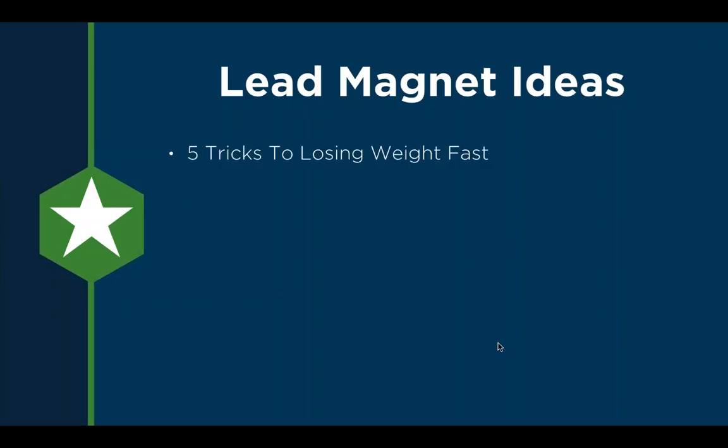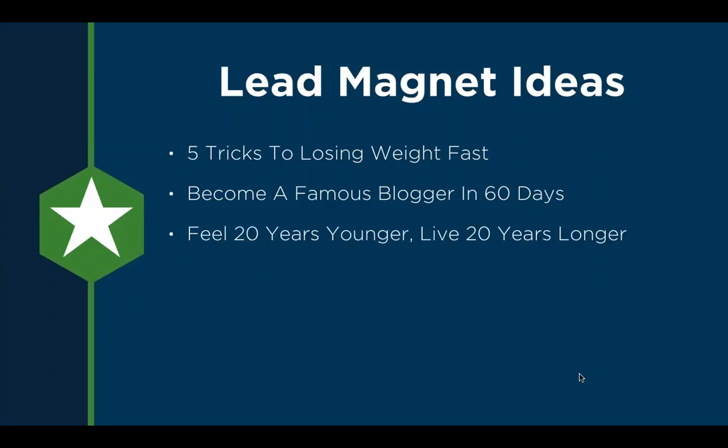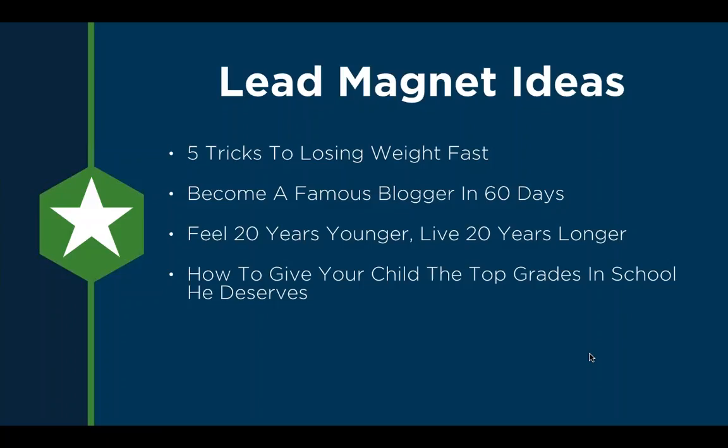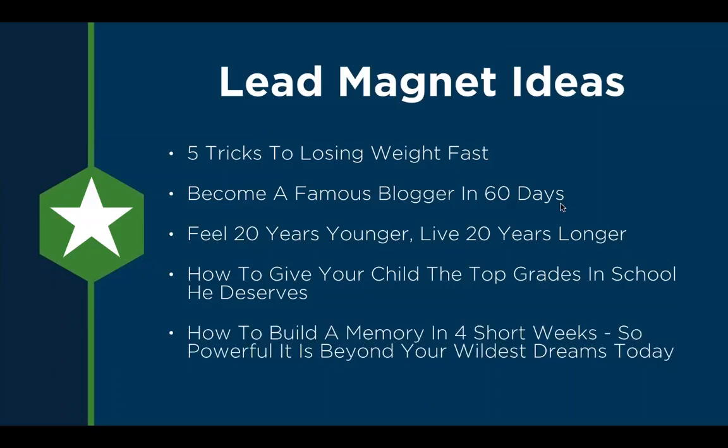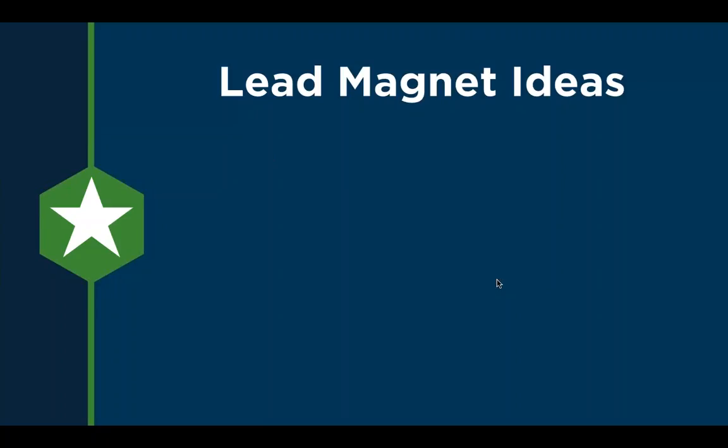5 tricks to losing weight fast, right? If you've been struggling to lose weight, then this would be enticing to you. Become a famous blogger in 60 days. Again, if you want to become a famous blogger, then this idea of becoming a famous blogger in 60 days might be enticing to you. Feel 20 years younger, live 20 years longer. How to give your child the top grades in school he deserves. Now, some of these headlines are actually famous headlines from famous copywriters. How to build a memory in 4 short weeks, so powerful it is beyond your wildest dreams today. All right. So those were all lead magnets that are attracting the desirable, right?